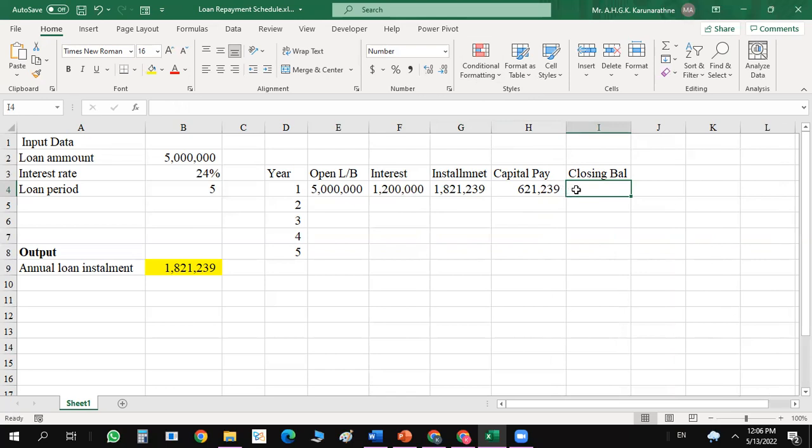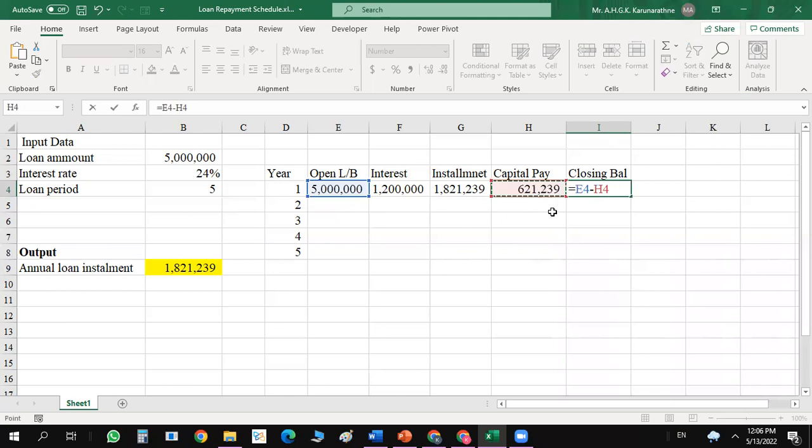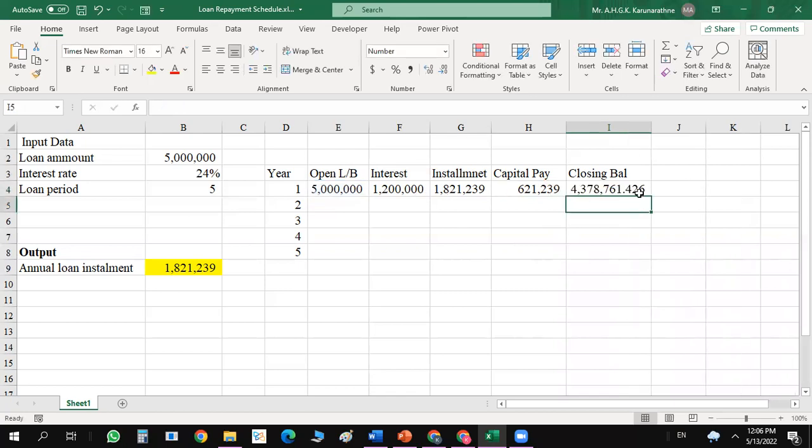So accordingly, at the end of the period, your closing loan balance will be how much? The open loan balance was this much, from which you only paid 621,239 because of the loan interest charge. They charge interest from your installment. So the closing balance will be this much.